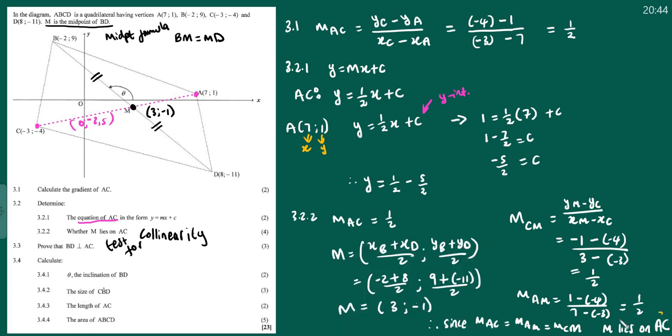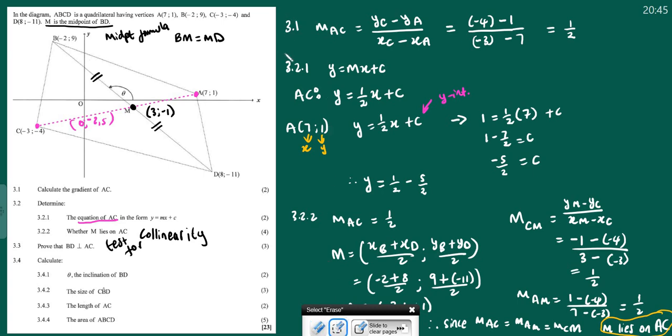Alright, I hope that is clear. It's just about calculating the gradient of the portions and then of the whole line. So that is 3.2.2. That is how we test for collinearity, to check whether the points are collinear. C, A, and M are collinear; they lie on the same straight line.